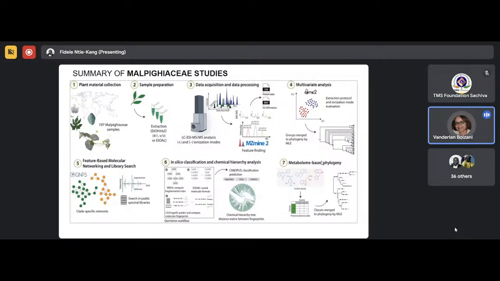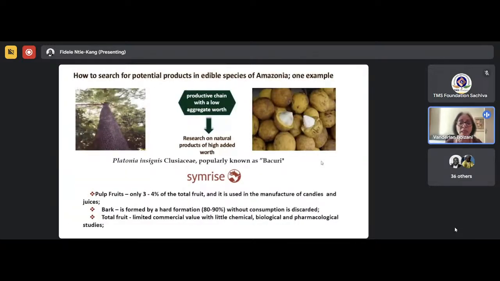This is another plant, very nice, because this is a project with a company. This company is from Germany. It is used in the Amazon, the bakuri. It's a very nice fruit that is used to produce cake, ice cream, so many food products that don't have much added value. And you can see it has a very thick bark. That's important. This bark is trash. So the very important compound that you have in this fruit is not the pulp that you use to produce ice cream or other food products.